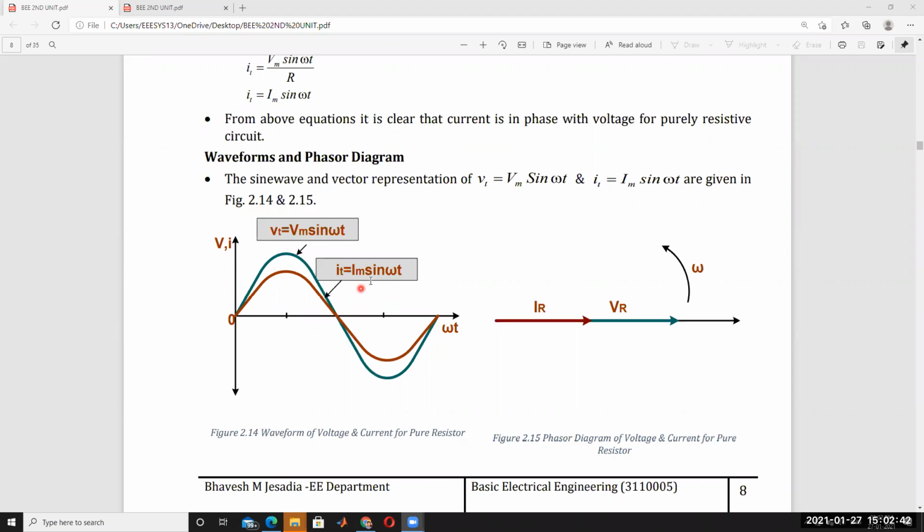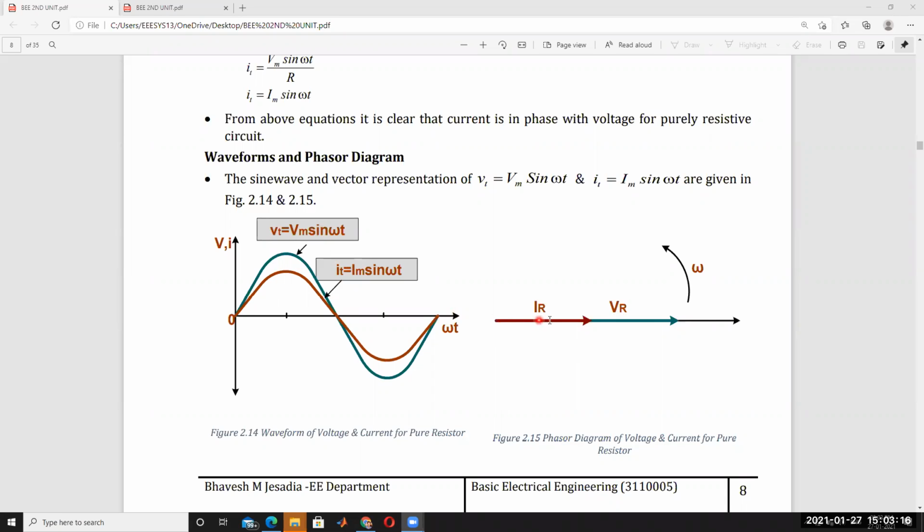And the current i of t is equal to Im sin omega t. Both voltage and current are in phase. There is no phase angle difference between these two; phi is equal to 0 here. That's why voltage and current are in phase across the resistive circuit. According to the phasor diagram, if you take voltage as the reference, there is no phase difference between current and voltage. Phi is equal to 0.